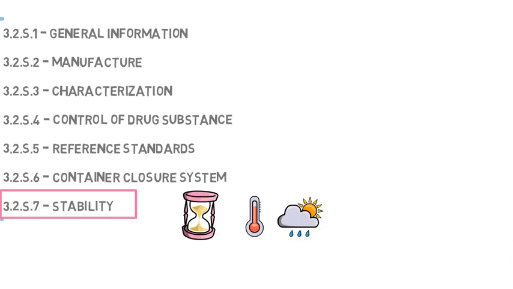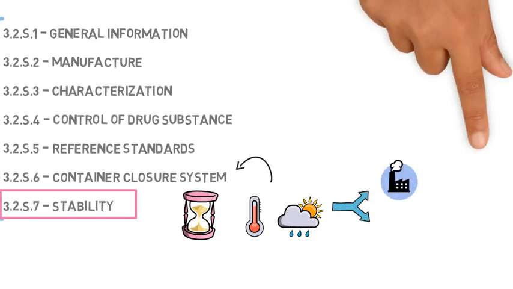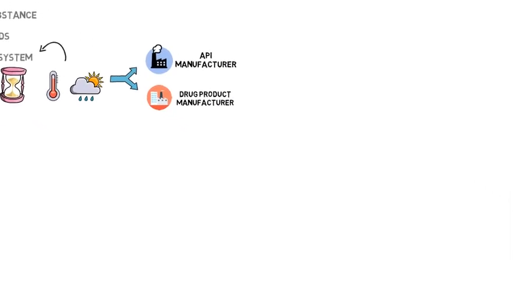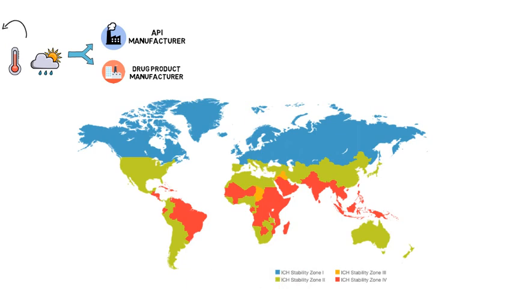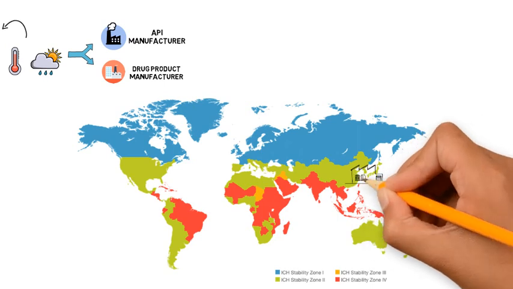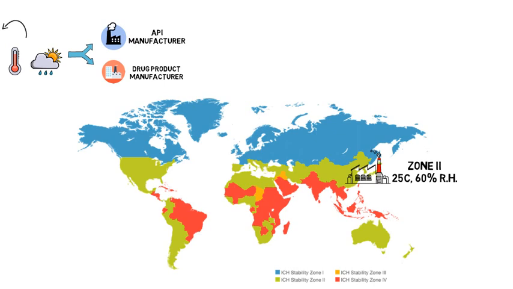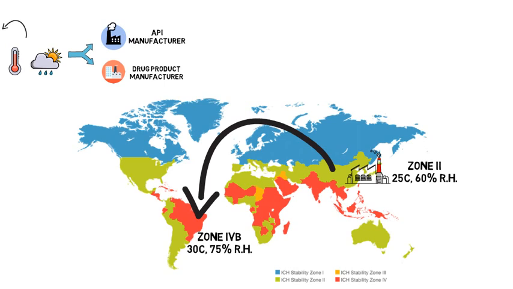it will be exposed to, using the packaging material that was described in the previous section, considering the climate of the country where it is manufactured, as well as the country where it will be used in the drug product formulation. There are different climate zones in the world, and the most critical condition must be considered for the stability studies. For example, if an API is produced in China, where the climate zone is Zone 2, but shipped to Brazil, where the zone is 4B, the stability study must consider Zone 4B, since it is hotter and more humid.